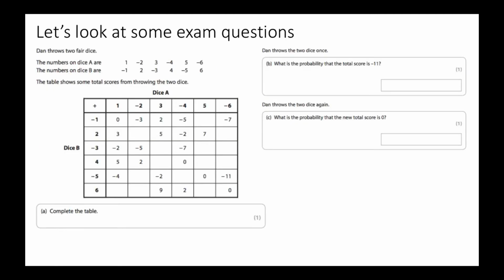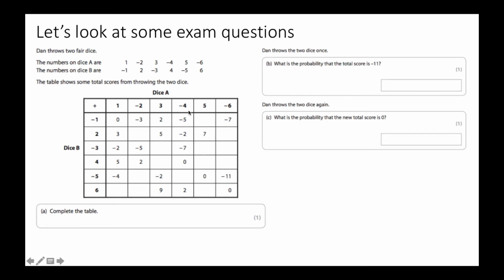Okay, so finally then we're going to look at an Edexcel question. The Edexcel ones sometimes throw in a bit of a curveball, so that's the question I've chosen. Dan throws 2 fair dice. The numbers on dice A are 1, -2, 3, -4, 5, -6. The numbers on dice B are -1, 2, -3, 4, -5, and 6. The table shows some total scores from throwing the 2 dice. Complete the table. Now, as you can see, they are adding the numbers together.